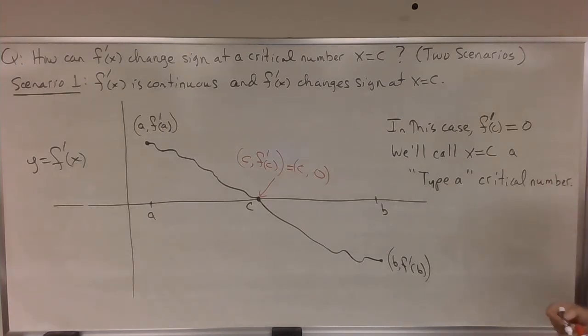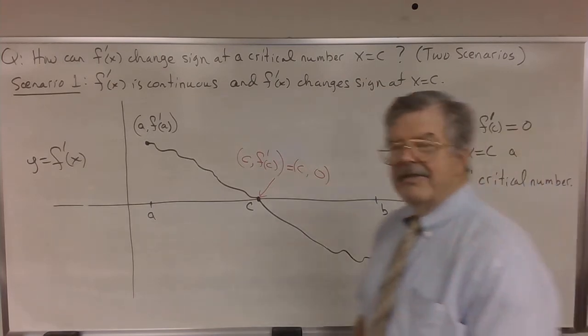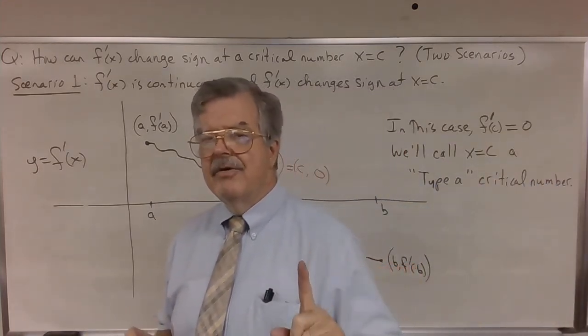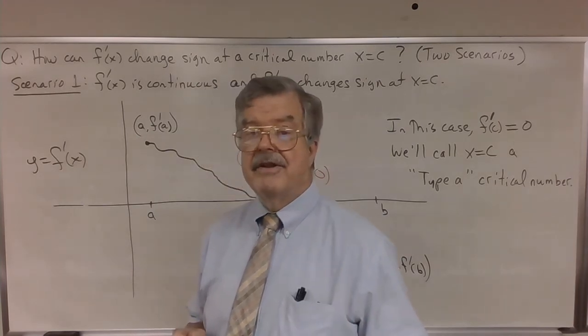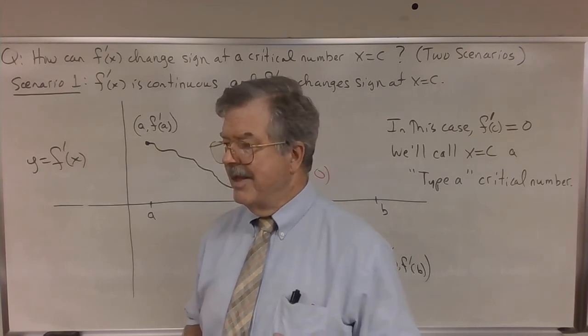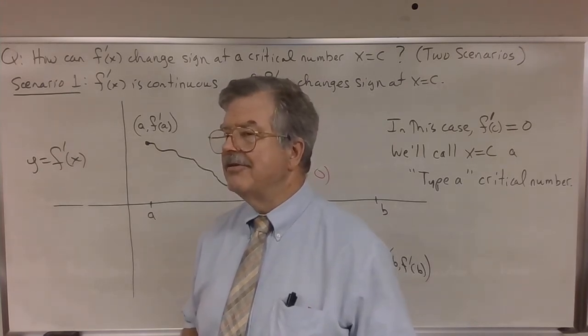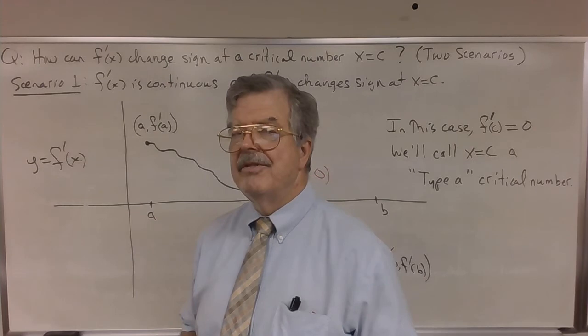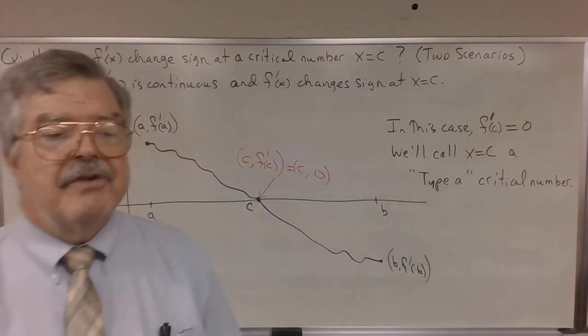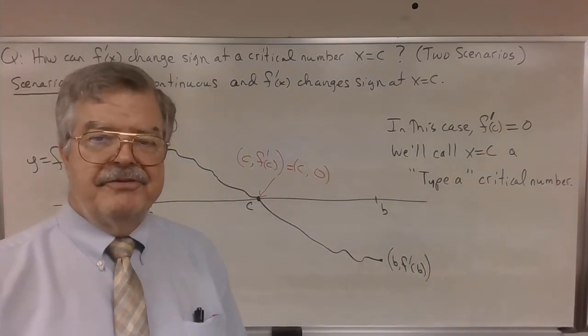That's what we'll call it. A critical number where the derivative is equal to 0, we'll call that a type A critical number. That's my own terminology, but I use it all of the time, so remember it. If the derivative is 0, that's a type A critical number. And if x equals C is a type A critical number, then f prime of C is 0. So we saw what happened in the first scenario.